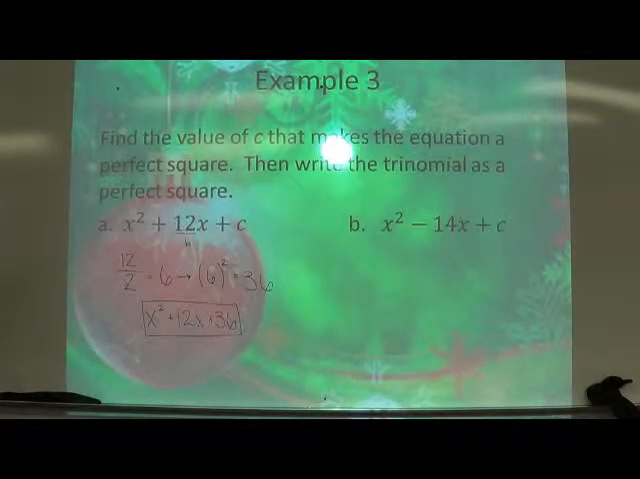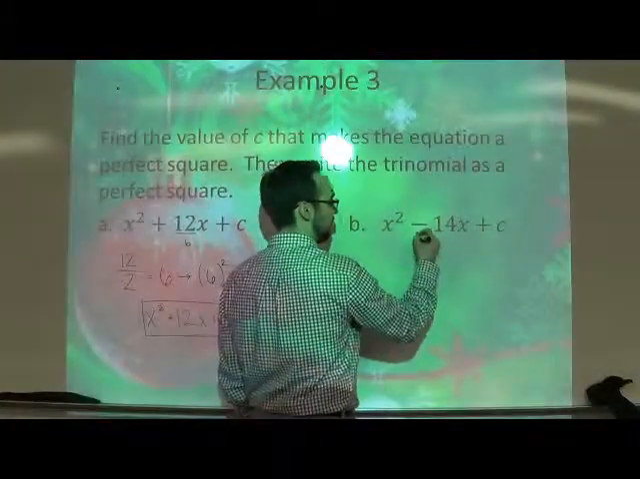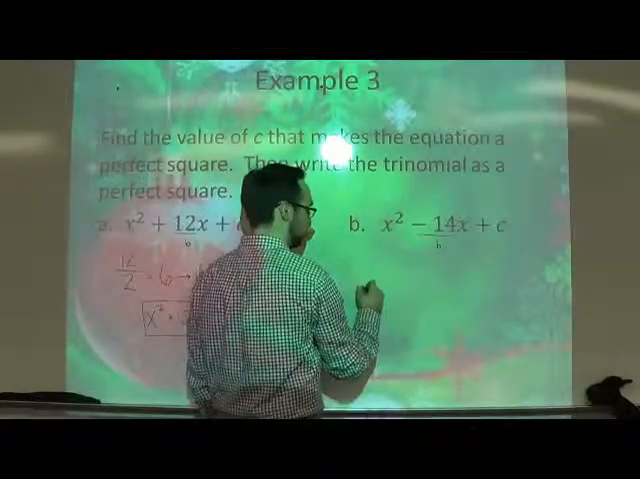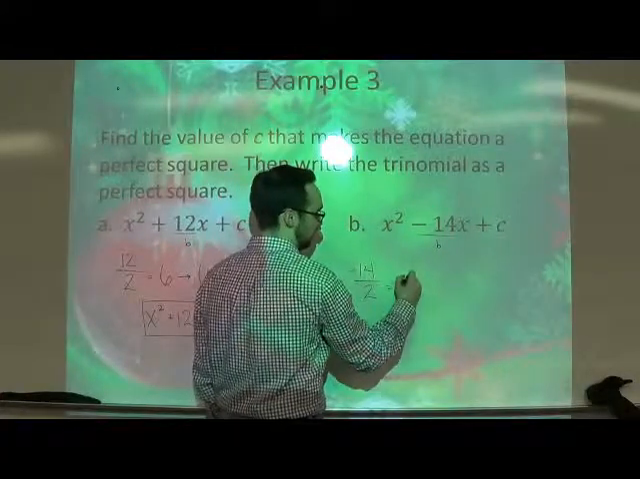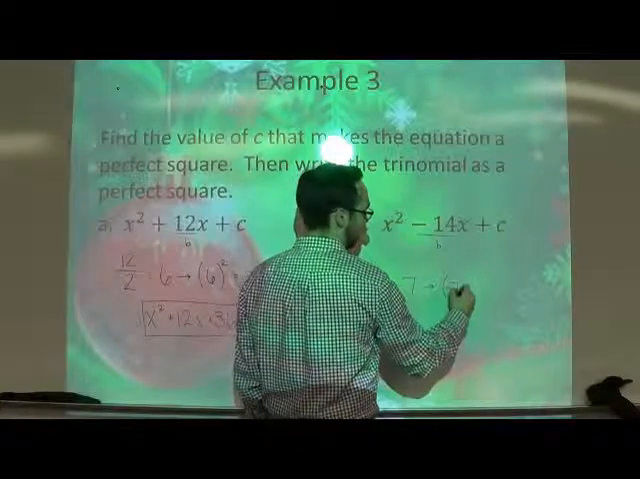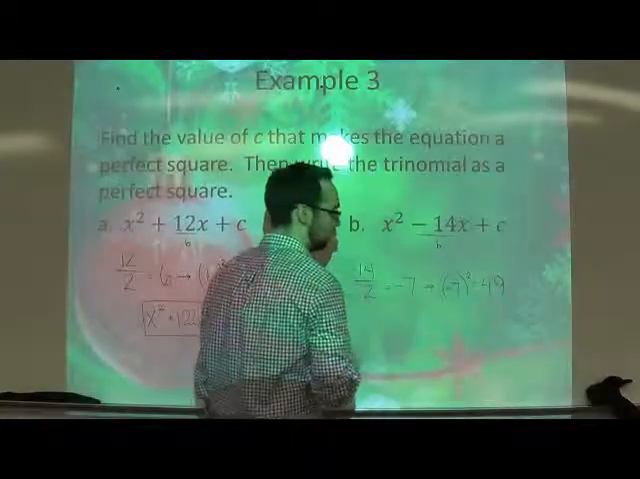So divide it, square it, add it. So let's take this one again. We have our b value. Now remember, the negative is associated with it, so that's all part of the b value. So we have negative 14 divided by 2 is equal to negative 7. Then I square that, so negative 7 squared is a positive 49.